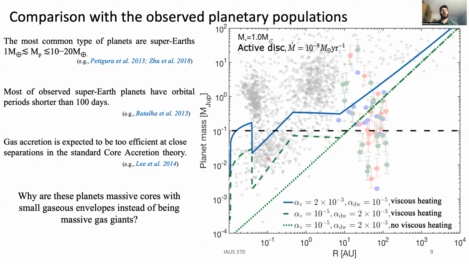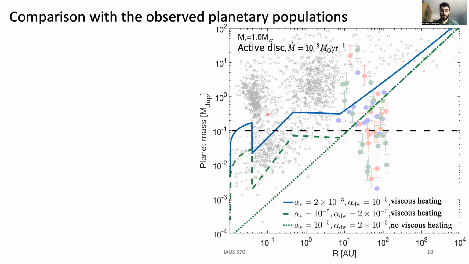In the context of super Earths, which are also usually observed at short orbital periods close to the star, and which are the most common type of planets observed, gas accretion at these radial distances is expected to be too effective in core accretion theory, and it is really puzzling how the planets end up being super Earths and sub-Saturns rather than gas giants if the accretion is so effective.